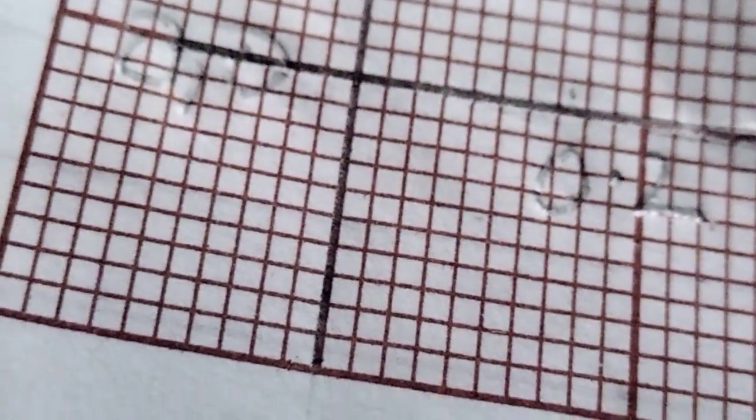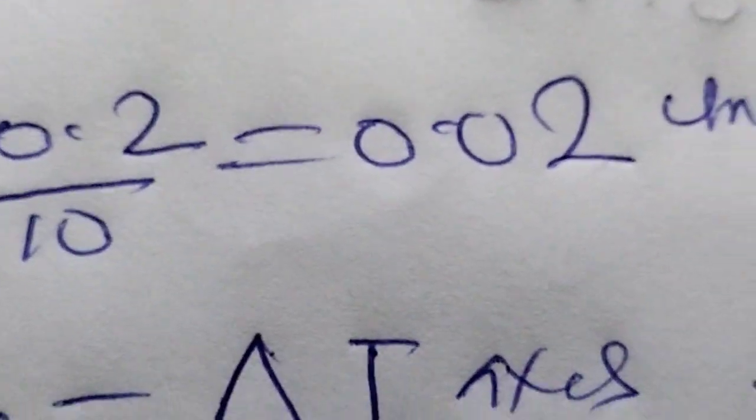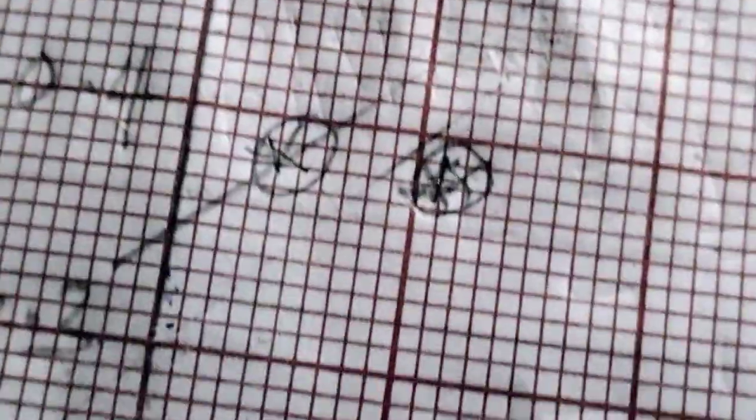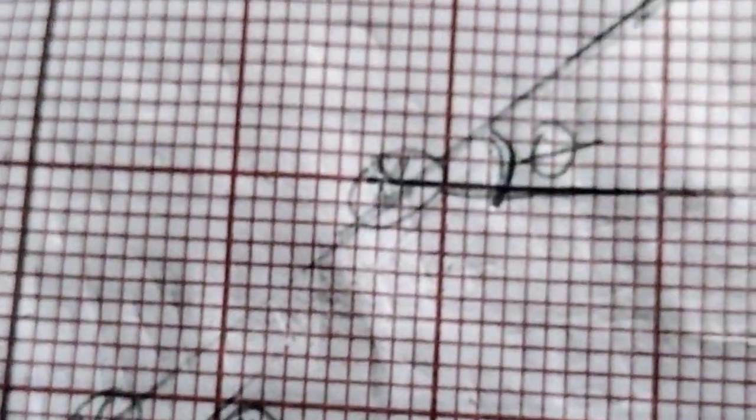Okay, 0.2 as in a bus. So 10 lines in a bus. So to know what one line represents, we'll divide 0.2 by 10 as we did on the paper. So one line is 0.2 by 10, giving us 0.02 unit. So after plotting the graph, we obtain a straight line graph. As you can see, a straight line graph that did not start from the origin.